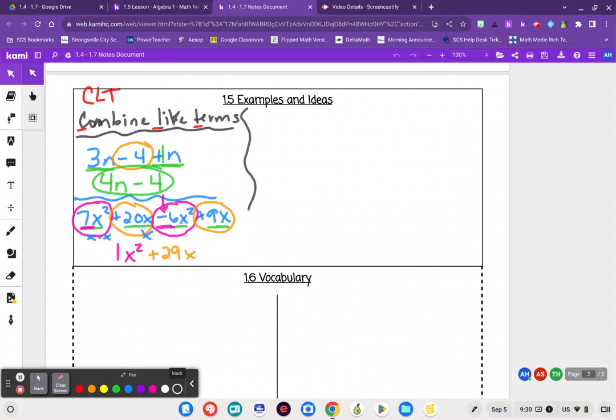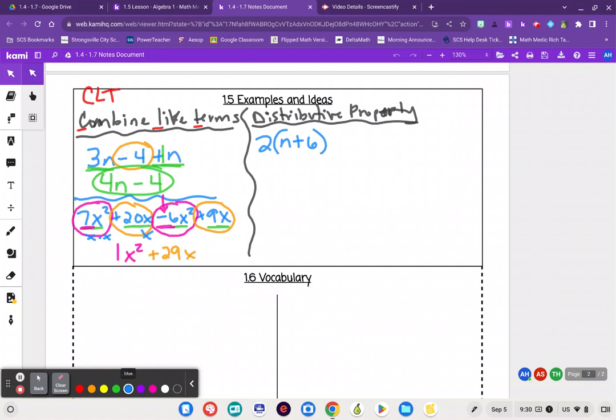The other thing that we are reviewing is the distributive property. And when we talk about distributive property, we are talking about the fact that there is a number, I'm going to call it 2, directly connected to parentheses. So I have 2(n plus 6).